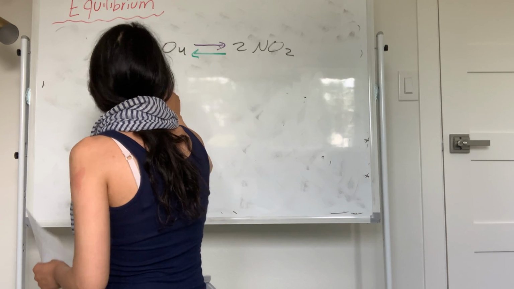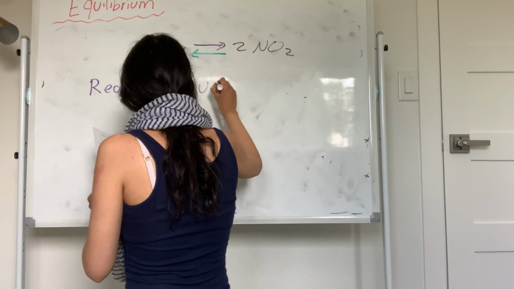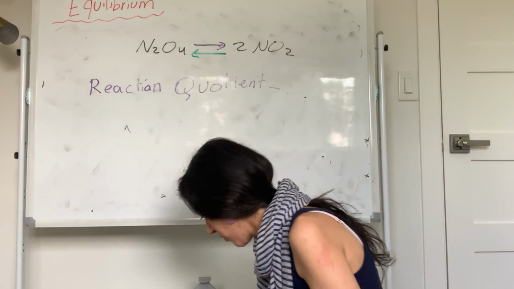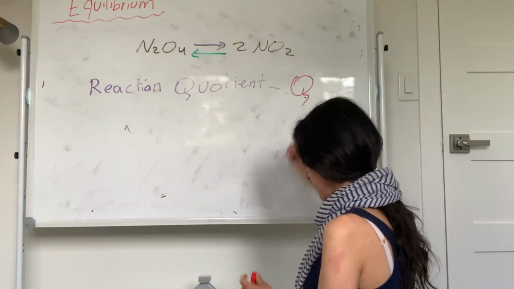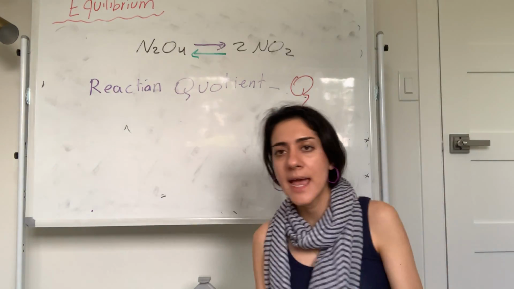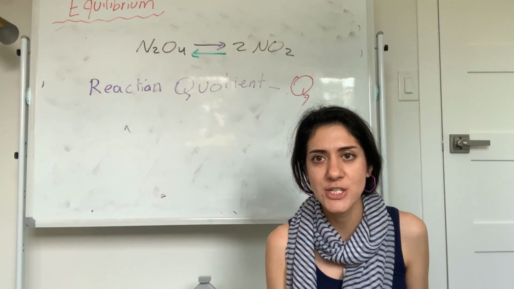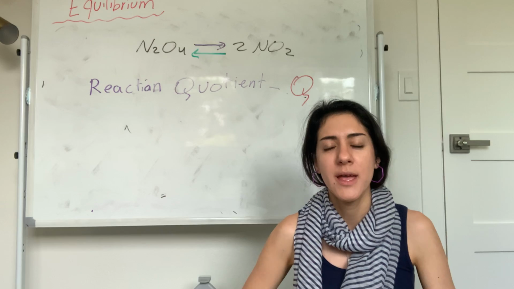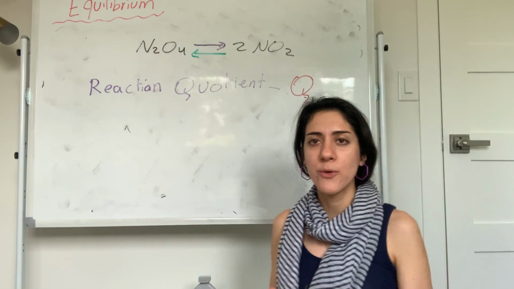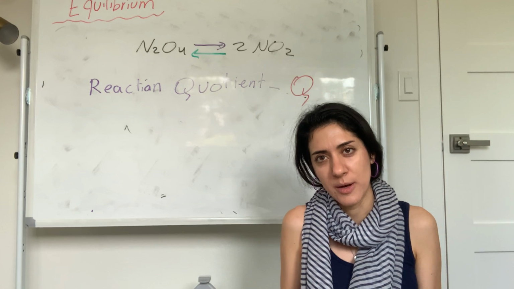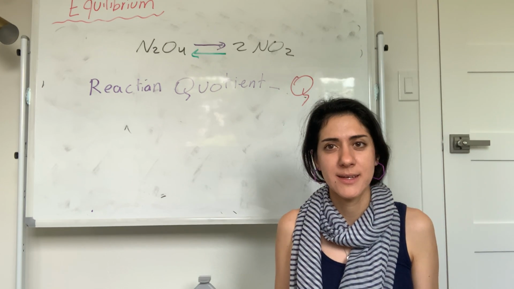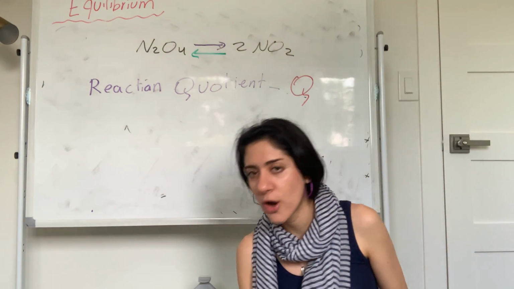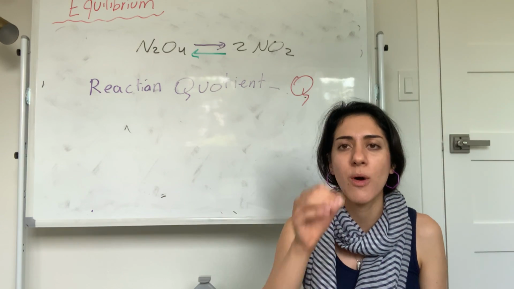Now today we're going to talk about Q, the reaction quotient. So if you remember, K is the equilibrium constant, based on the concentrations at equilibrium. Well, what if I don't know whether I have reached equilibrium or not? How would I know that? I have to figure out Q. Now, Q is based on the concentrations that I have right now in my reaction.